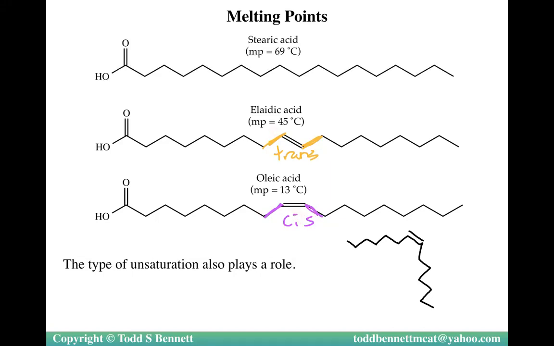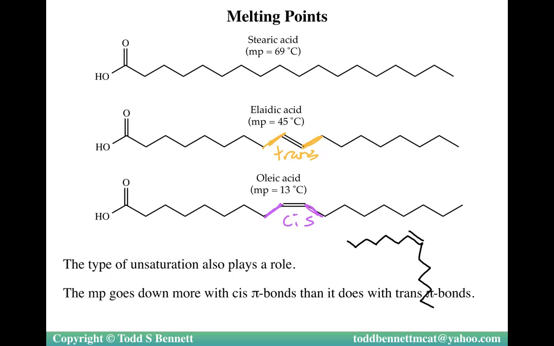And so again, stearic acid, like we mentioned, was 60 something, so 69 degrees. A trans double bond brought it down by roughly 24, whereas a cis double bond brought it down by 56 degrees. So pretty significant. So this is going to be a solid at room temperature. Cis is actually a liquid at room temperature. This is a healthier fat for consumption. So melting point goes down significantly more when it's a cis double bond than it does with a trans double bond.